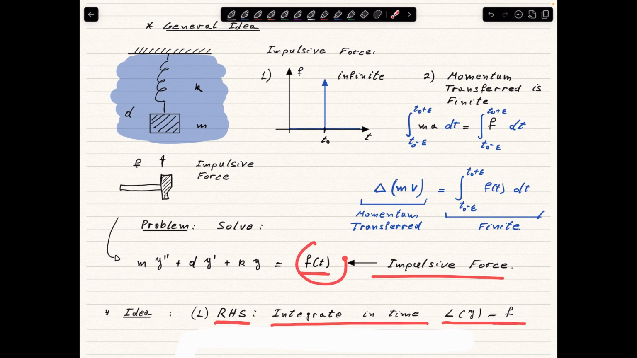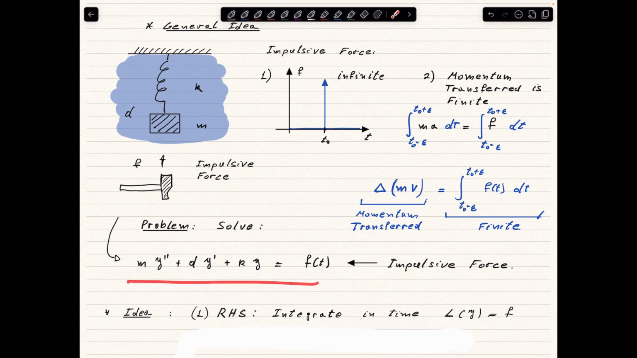Right now, the right hand side is infinite at one point in time, and then zero everywhere else, which is a very weird right hand side. We can make it a more reasonable right hand side if we integrate in time and we use this property of the impulsive force. So that's the whole idea of the Laplace transform method. Integrate the equation in time so we are able to handle right hand sides that are impulsive forces.